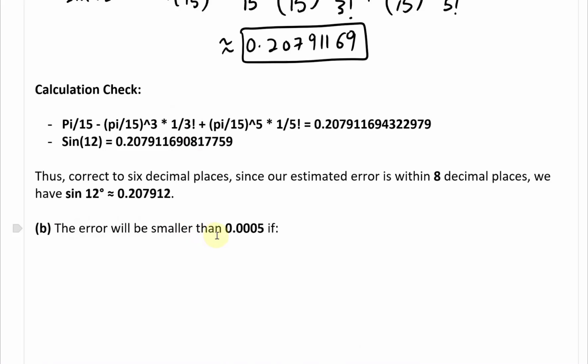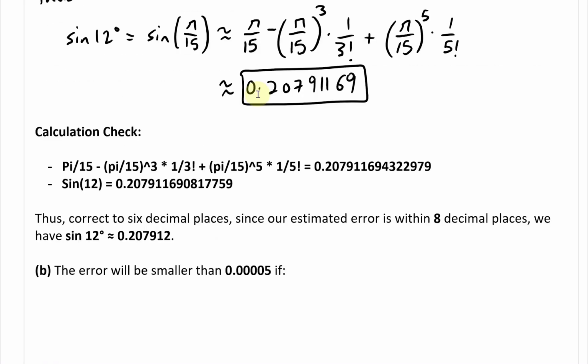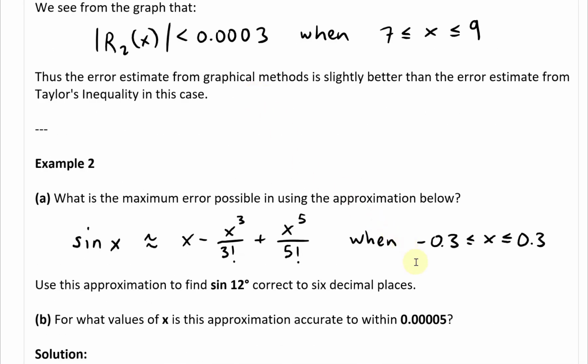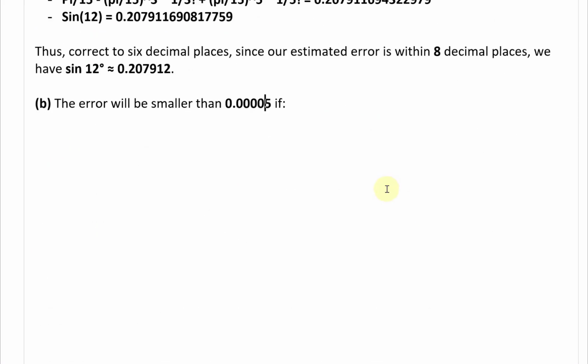So the error will be smaller than 0.0005. I think there's another 0. Let's just double check that. There's another 0. Yeah, so 4 zeros. So the error will be smaller than it if, and we just look at the remainder using the estimation theorem, which was the absolute value of R sub 2 of x is less than or equal to the absolute value of x to the power 7 over 5040. So now this would be less than 0.0005 when this error is just going to be less than 0.00005.